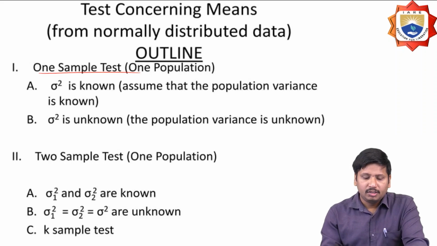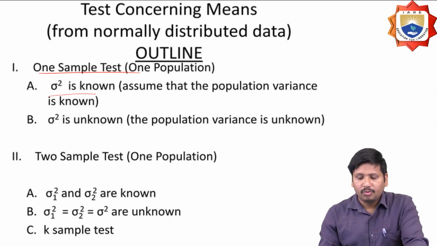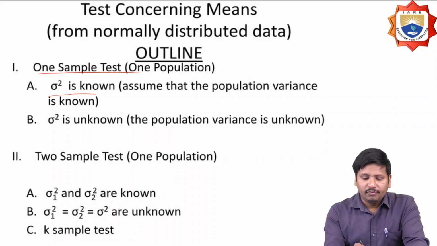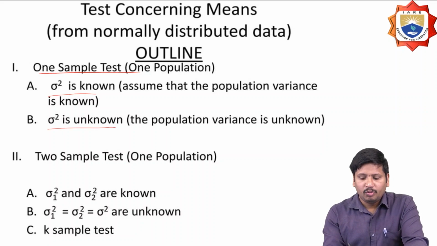So for the sigma square, which is also known as the population variance, which can be known or unknown. If the sigma square is unknown, the population variance is going to be unknown here. In a one sample test, if the sigma square is known, then automatically the population variance is also known. If sigma square is unknown, then the population variance is also going to be unknown.